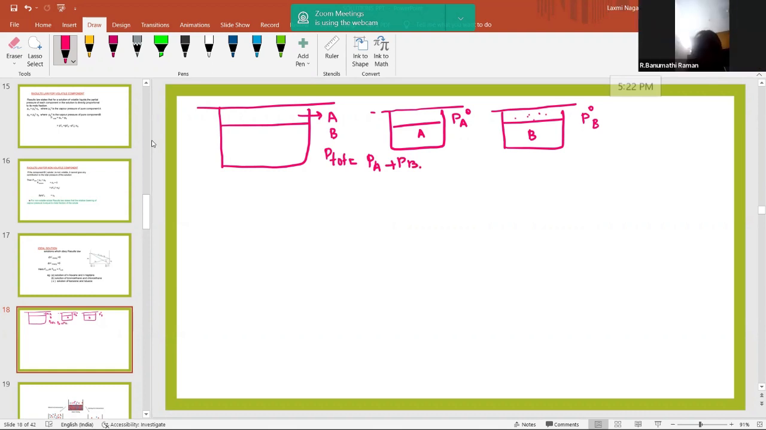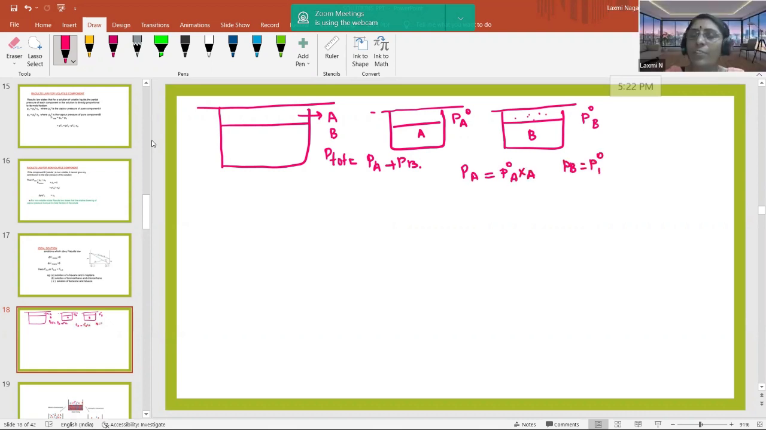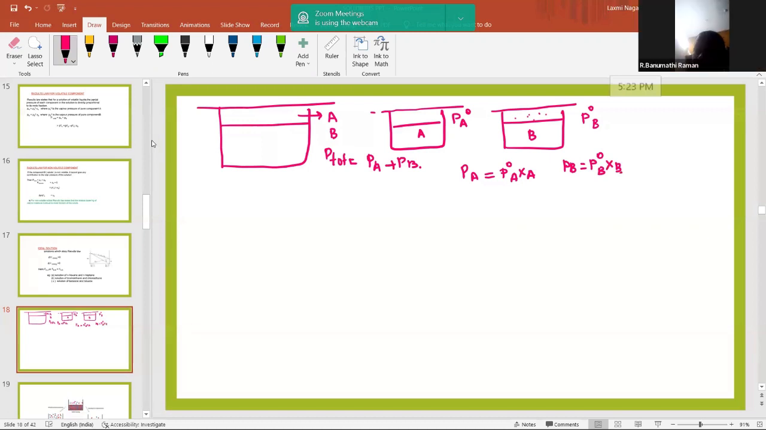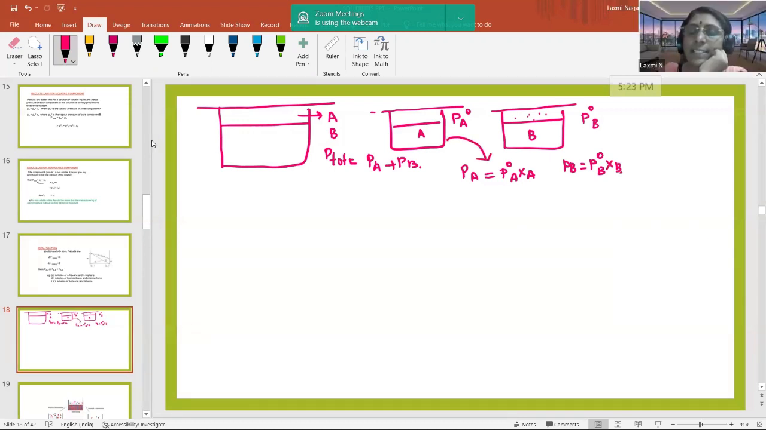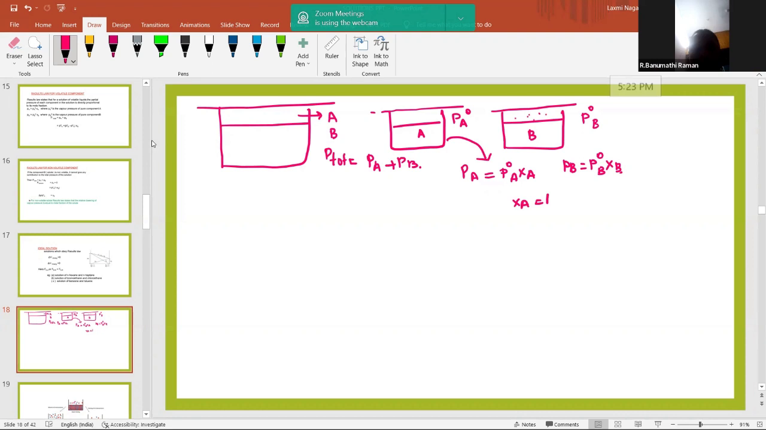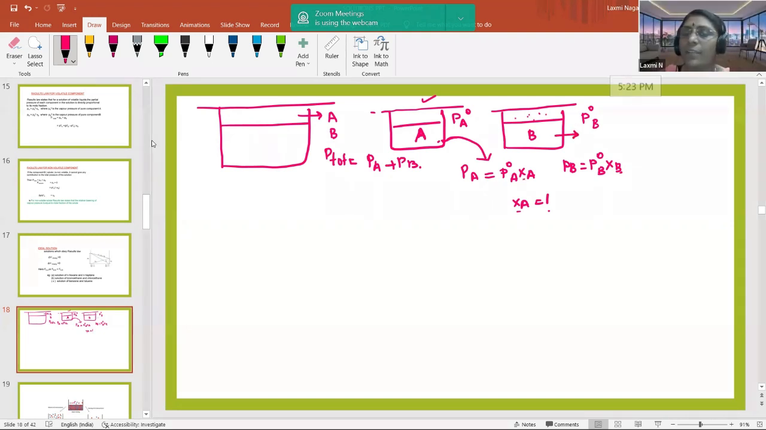And we know according to Raoult's law, PA is equal to P naught A into chi A, and PB is equal to P naught B into chi B. Okay, so if this container is considered, then what is chi A? Chi A is 1, the mole fraction is 1. This is pure A, no? Yes, ma'am. No amount of B in it. So chi A is equal to 1.